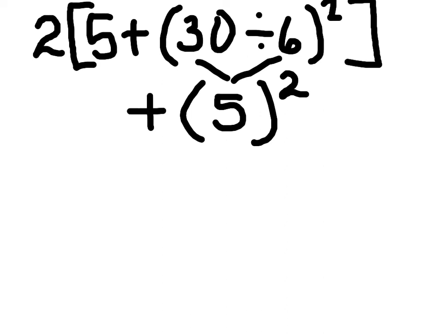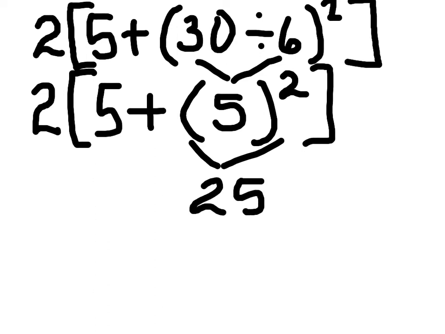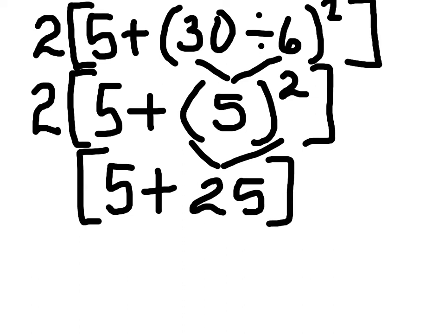We pull down the plus, and we pull down the 5, and we pull down our brackets on the left and the right, and we pull down that 2 that we first started with. So now it reads 2 times open bracket, 5 plus open paren 5 close paren to the power of 2, close bracket. Now within our brackets, we've got to do our exponents. So 5 to the power of 2 is 25.